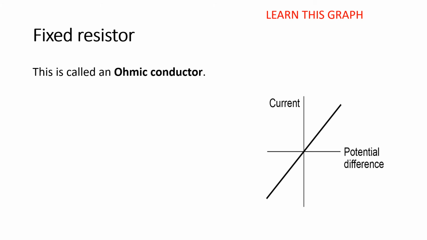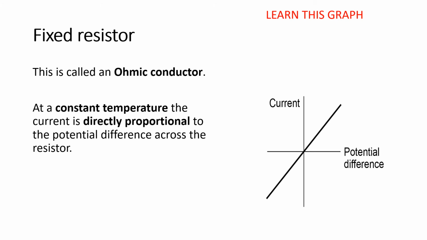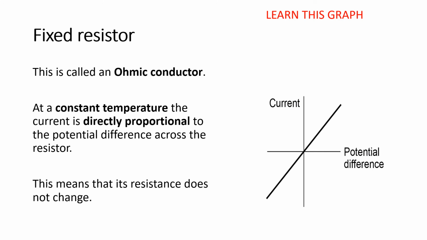This is called an ohmic conductor. At a constant temperature, the current is directly proportional to the potential difference across the resistor. This means if you double the potential difference, you double the current, and you'd see it as a straight line graph through the origin. This means that the resistance of the resistor does not change.